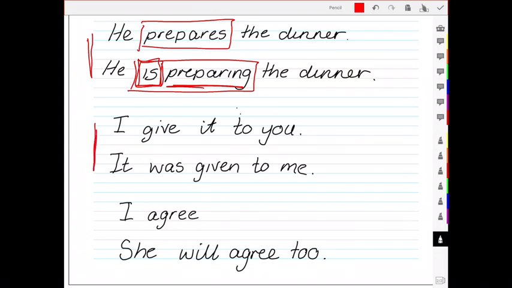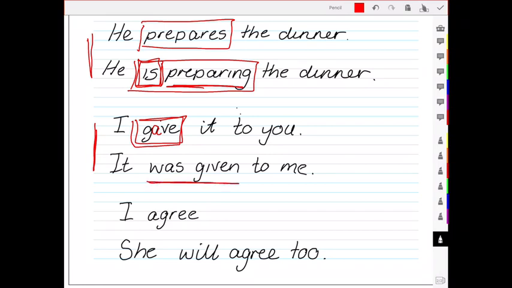In the second example, I give it to you, give is the main verb. I probably should say gave to make it a little more grammatically correct. I gave it to you, with gave being the main verb.